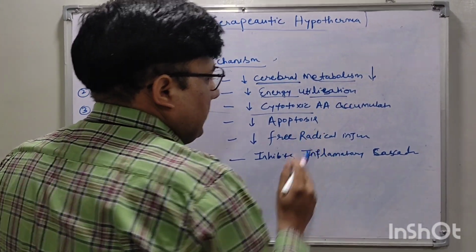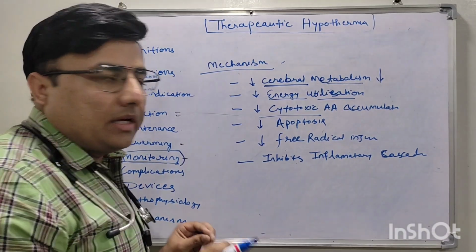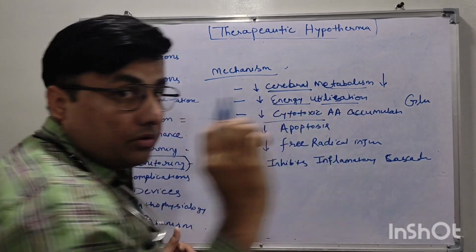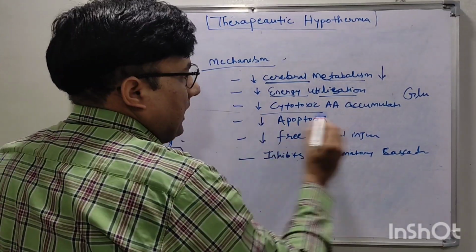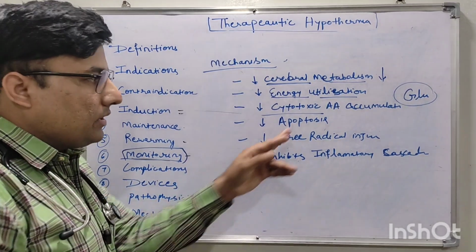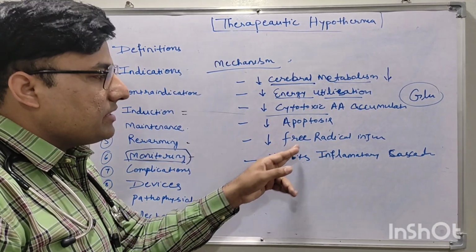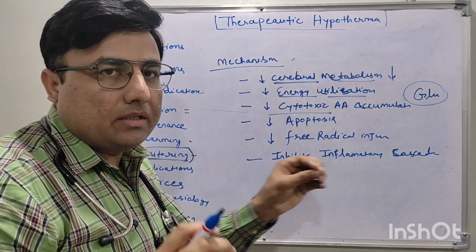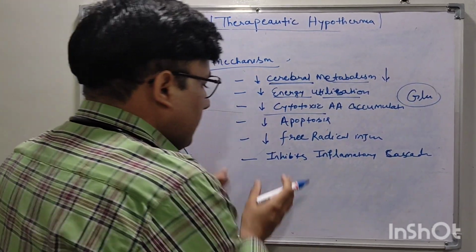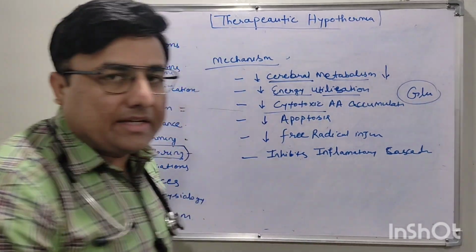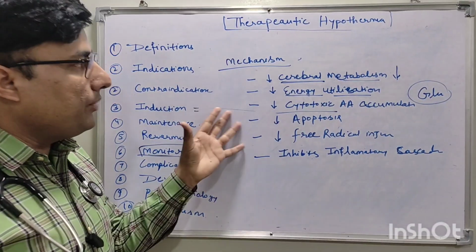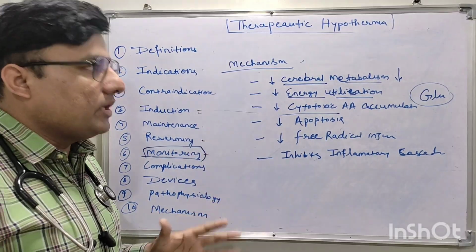This also reduces the cytotoxic amino acid accumulation, like glutamate. Glutamate is the cytotoxic amino acid that causes the neurological injury, so therapeutic hypothermia reduces the accumulation of glutamate. It reduces apoptosis and reduces free radical injury. Free radicals cause neurological injury, so therapeutic hypothermia reduces this also. And it inhibits the inflammatory cascade; initiation of the inflammatory cascade is also reduced. So these are the mechanisms of therapeutic hypothermia.